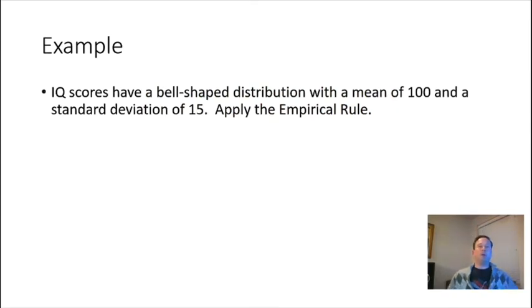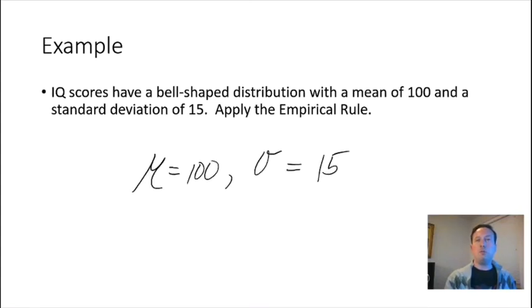So for example, this is also on your NTS along with this problem. IQ scores. This is a good psychology problem. They have a bell-shaped distribution with a mean of 100 and a standard deviation of 15. Let's apply the empirical rule. So I'm going to use mu and sigma because typically when you talk about IQ scores, we're trying to estimate the entire population. So we'll say mu is 100 for the mean and standard deviation sigma is 15.